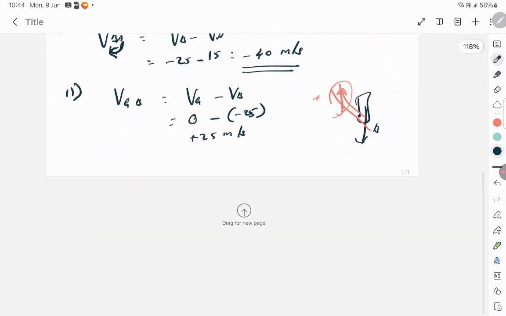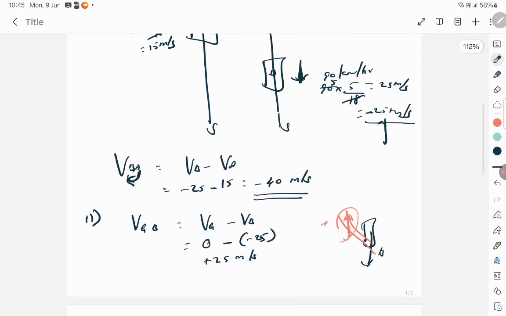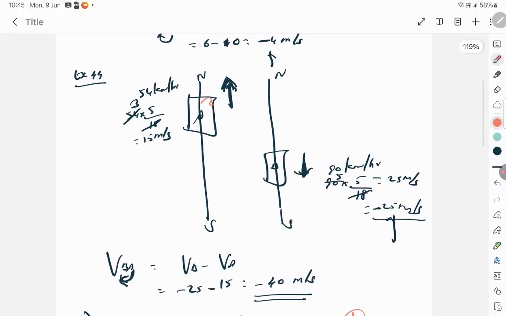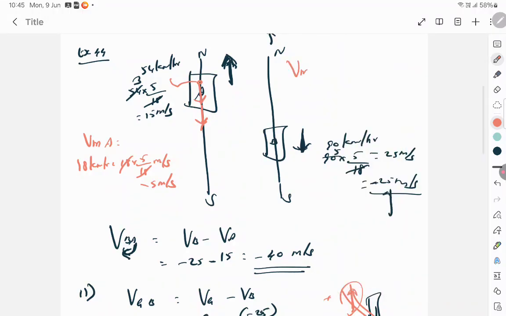So let's go to the next question. It's the third subdivision. Supposing there is a monkey on this train, which is going in this direction. They give the relative velocity of the monkey with respect to train A as 18 km per hour. 18 km per hour is 18 into 5 by 18, which is 5 meter per second. And you have to take it as minus 5 meter per second because the monkey is going in the downward direction. The relative velocity of the monkey with respect to A is the velocity of the monkey minus the velocity of A.